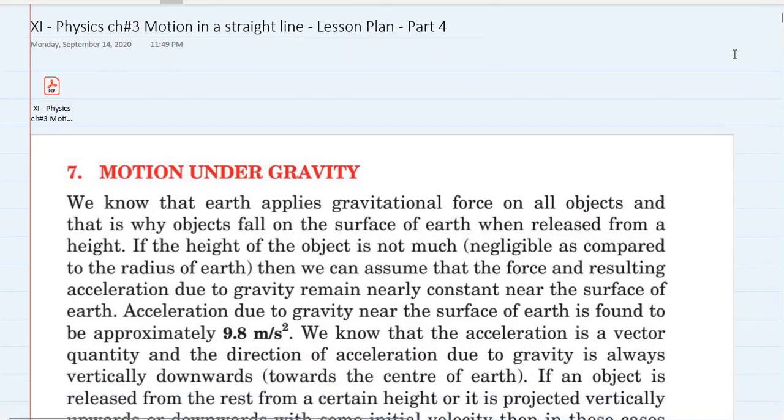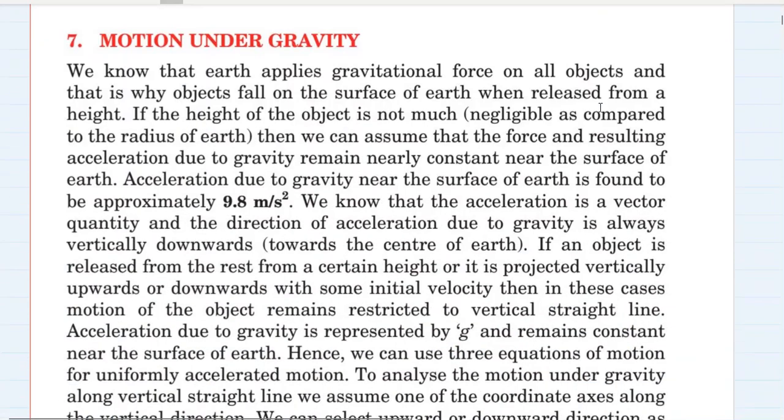Today's topic is motion under gravity. See, Earth applies gravitational force on all the objects, and that is why objects fall on the surface of Earth when released from a height.